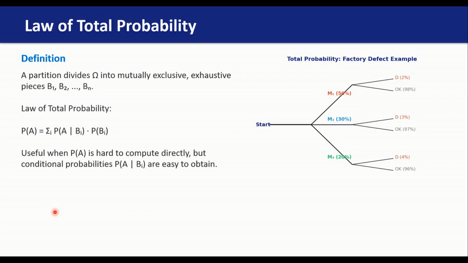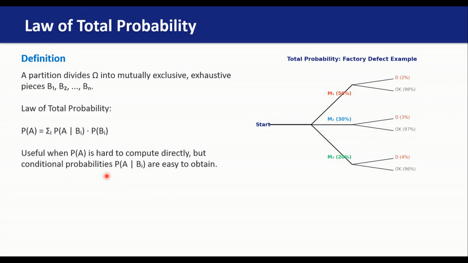The law of total probability says P of A equals the sum over all groups Bi of P of A given Bi times P of Bi. This is the law of total probability. Let's see why this is useful. Sometimes P of A is hard to compute directly, but if we condition on some extra information like Bi, then P of A given Bi becomes easier. We compute the probability in each case, weight it by how likely that case is, and then add them up.